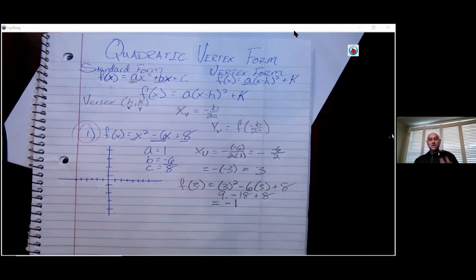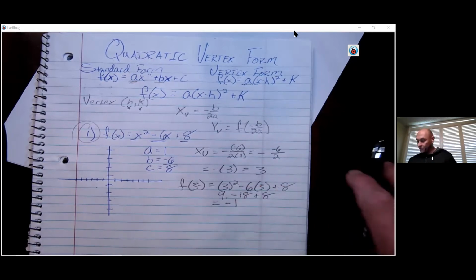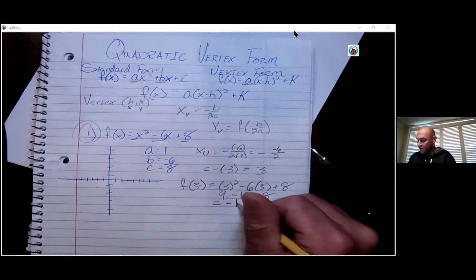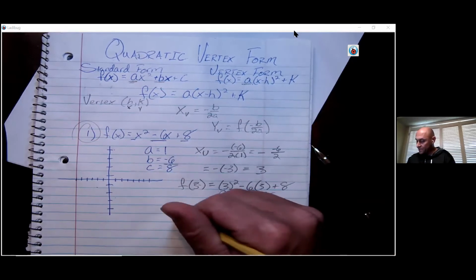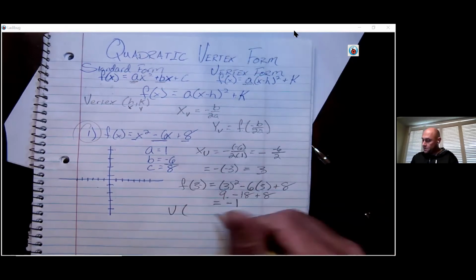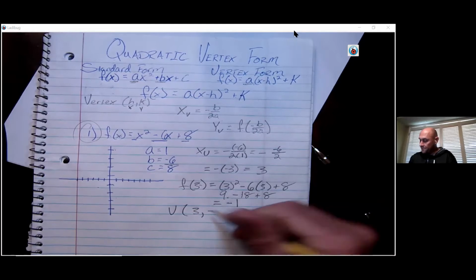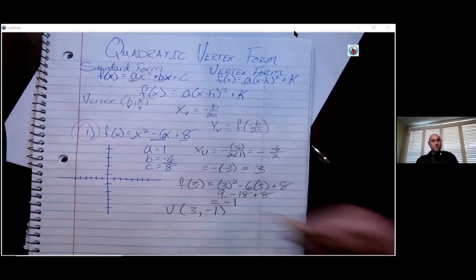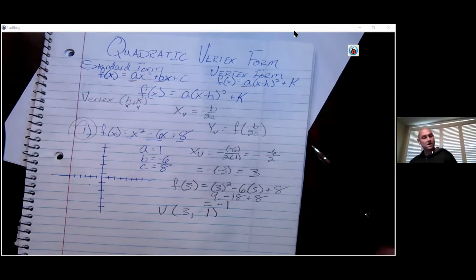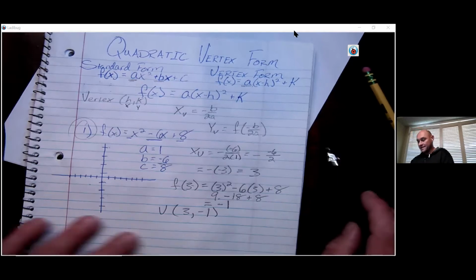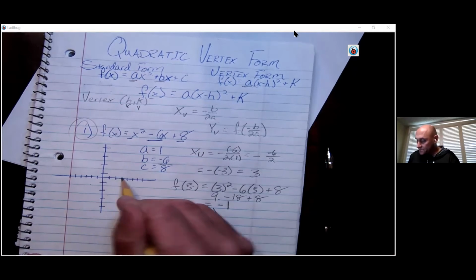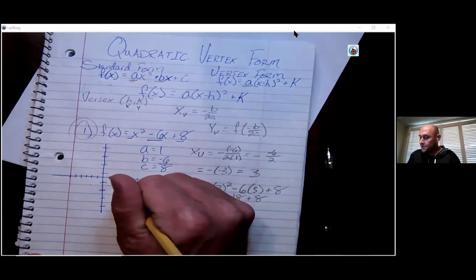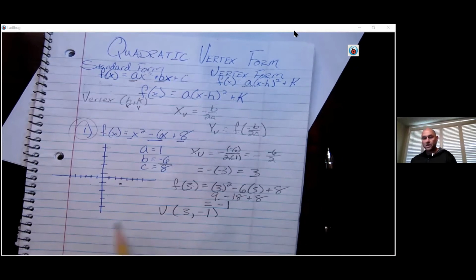So that tells me that my vertex, the x value of my vertex is 3 and the y value is negative 1, so the vertex is at (3, -1). I know that's a little bit much, but that is one algebraic way to do it. So I'm going to go over here and plot my vertex, and then I can go ahead and plug in points to graph the rest of this.